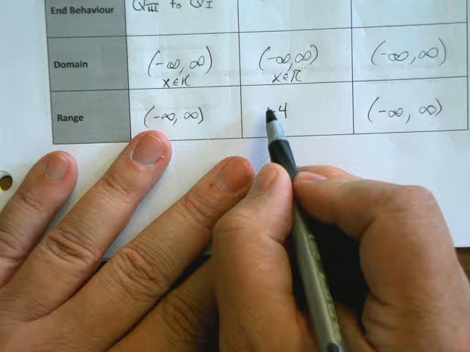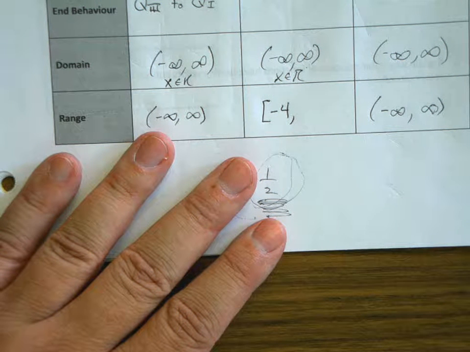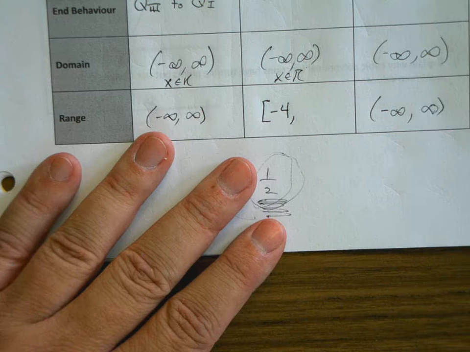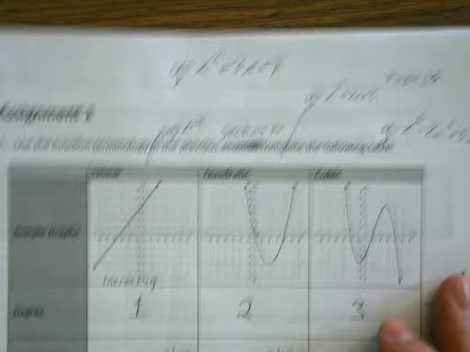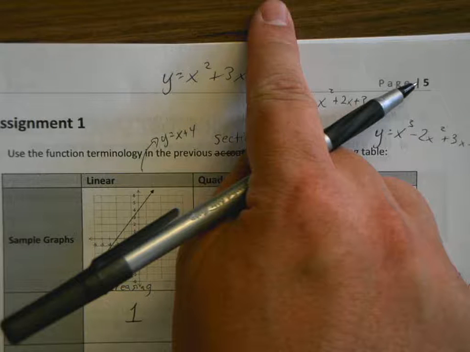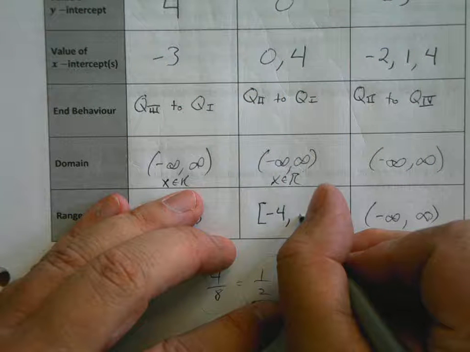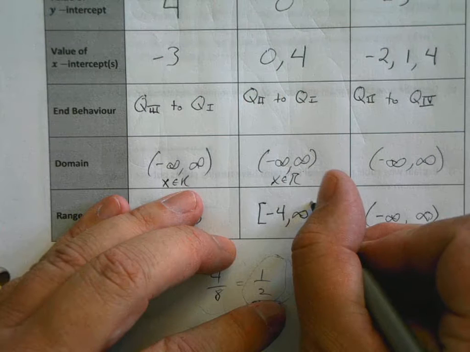Okay, and then how high does it go? Infinity. So the high end is infinity, and that gets a round bracket. Infinity always gets a round bracket because you can't get to infinity. Right? You just can't get there.